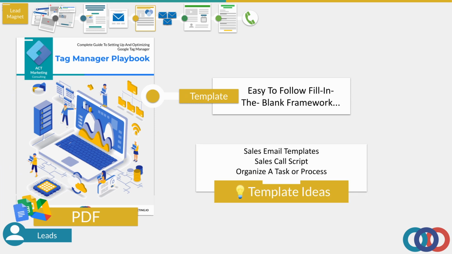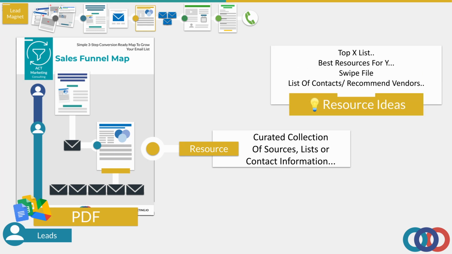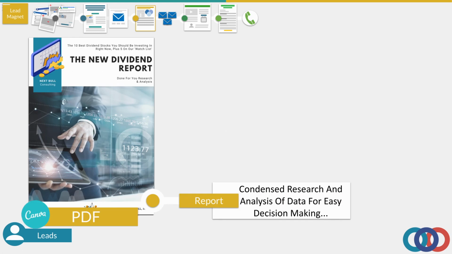This is an easy-to-follow fill-in-the-blank framework. The third one, a resource guide, is a carefully curated collection of sources, lists, or contact information. And the fourth one is a report, which is a condensed research and analysis of data for easy decision-making.